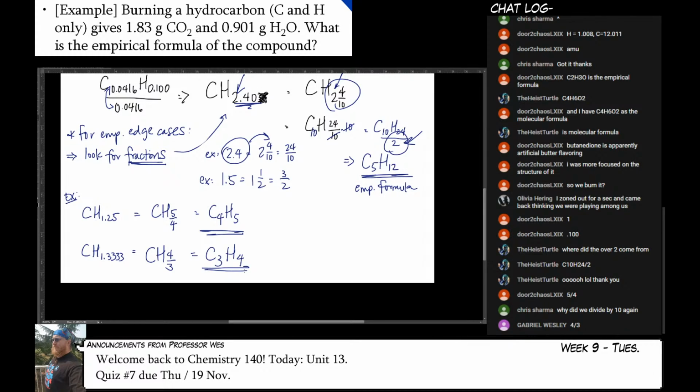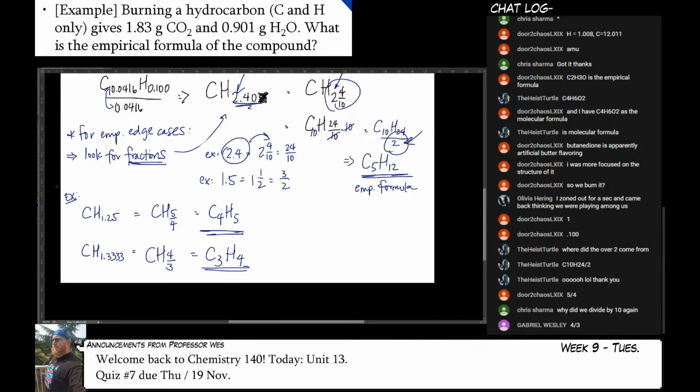So if you end up on an edge case, and what I mean by an edge case is you get a number that looks like a fraction, turn it into a fraction and then clear the denominator to get the empirical formula.